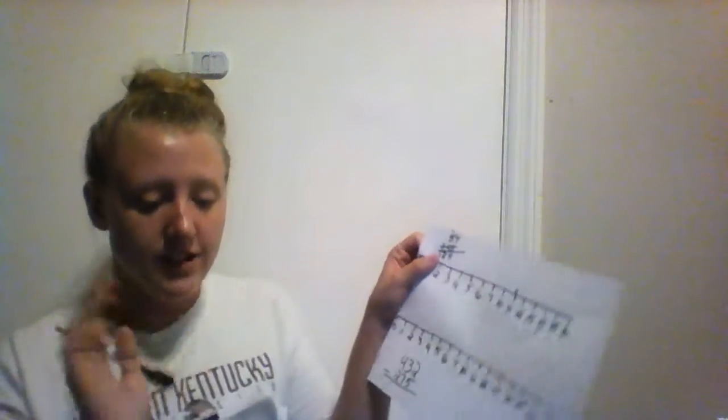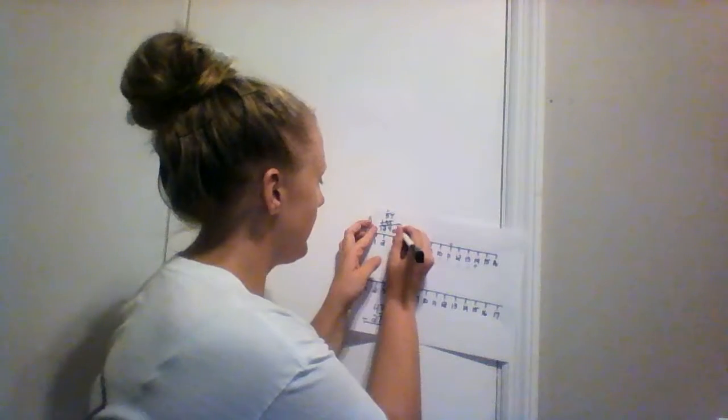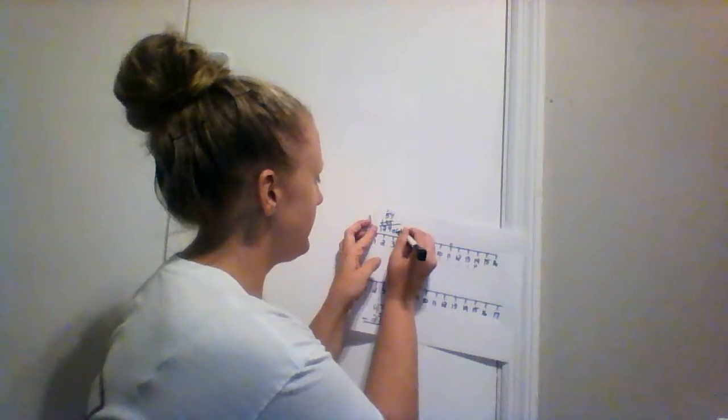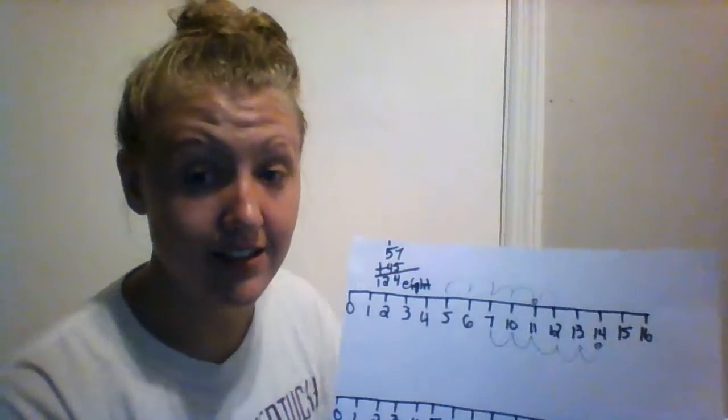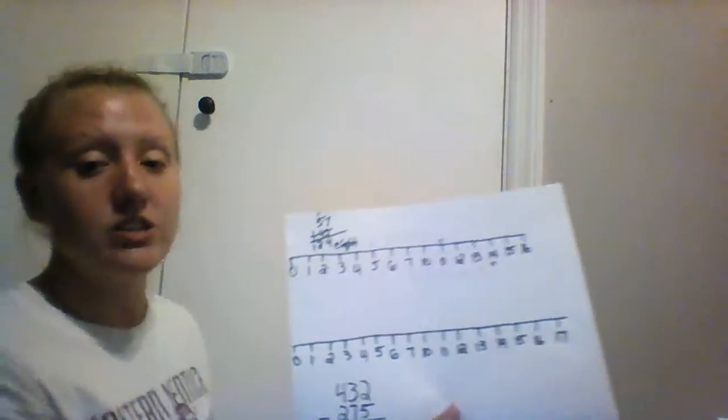124, but we're not done. We have to add the subscript 8 so we know it's in base 8. 124 base 8. We write the number out, we just don't say 8. So next we're going to do a subtraction problem.